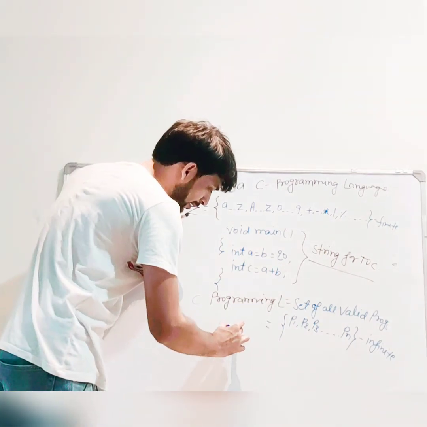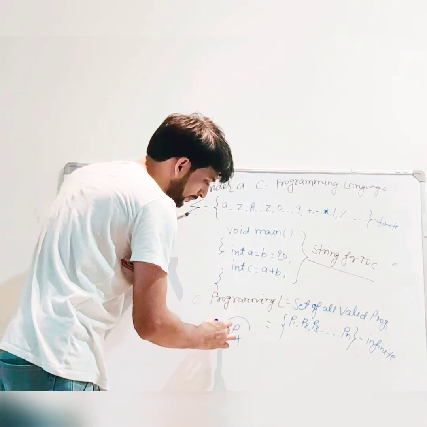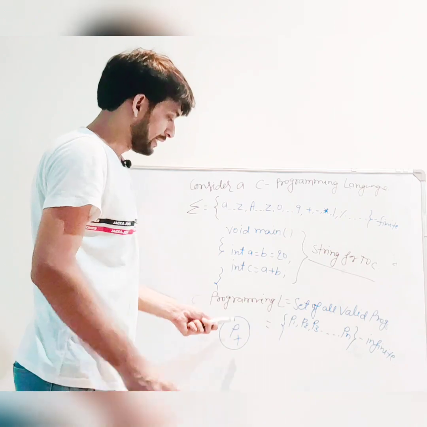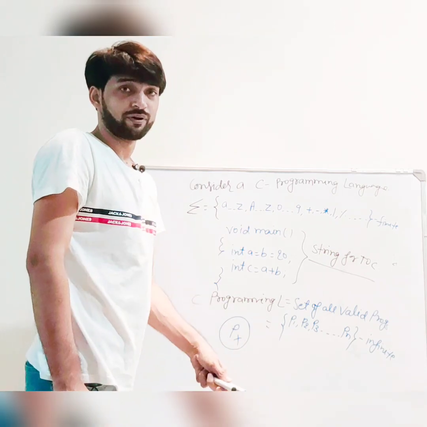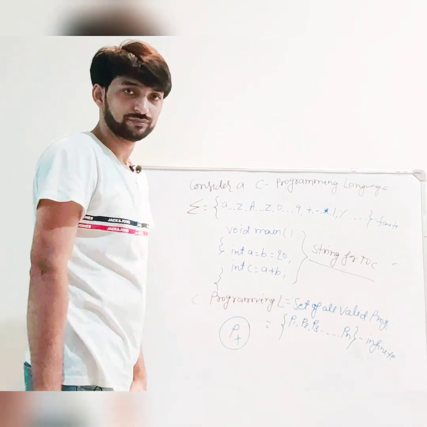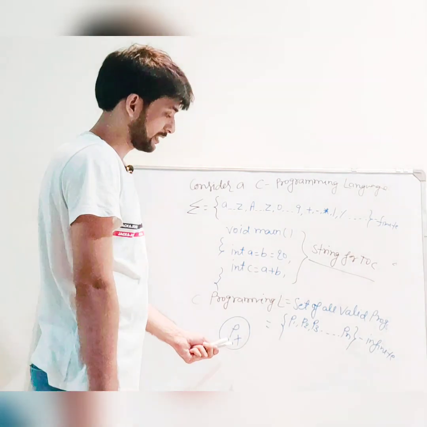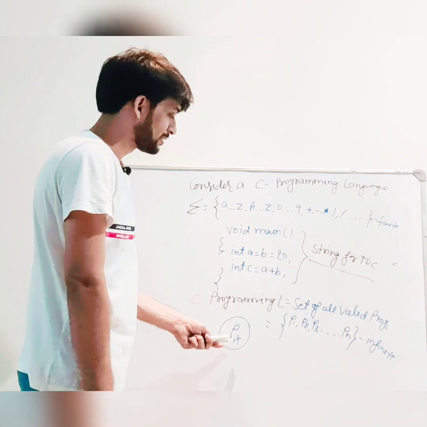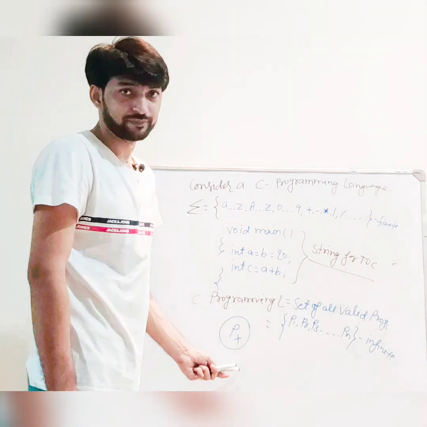Let's say a program called PX, and it is a valid program or invalid program. How do we know? Let us take a random program PX. How do we know that this program is valid or invalid?